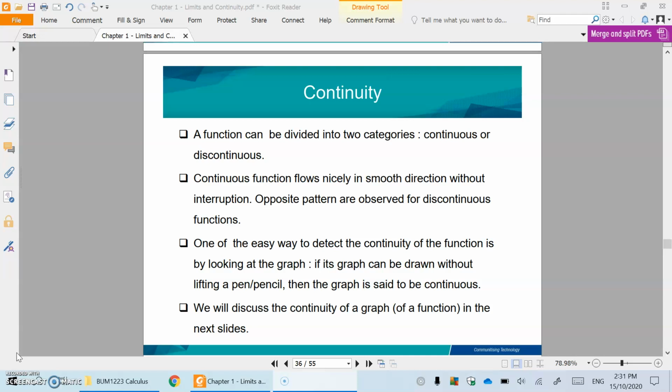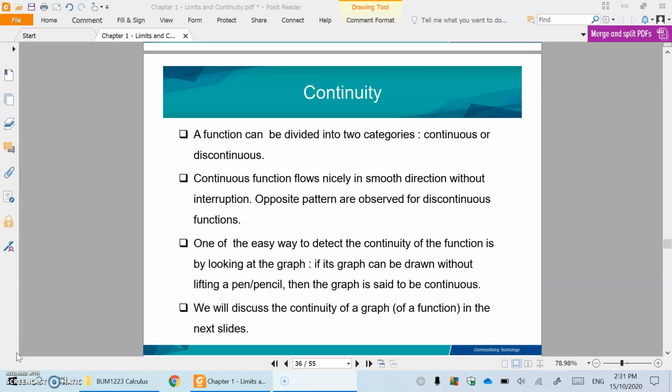In the previous video, we learned how to evaluate the limit at infinity. In this video, we are going to learn about continuity. A function can be divided into two categories: continuous or not continuous, which is discontinuous. A continuous function flows nicely in a smooth direction without interruption. Meanwhile, the opposite pattern is observed for the discontinuous function.